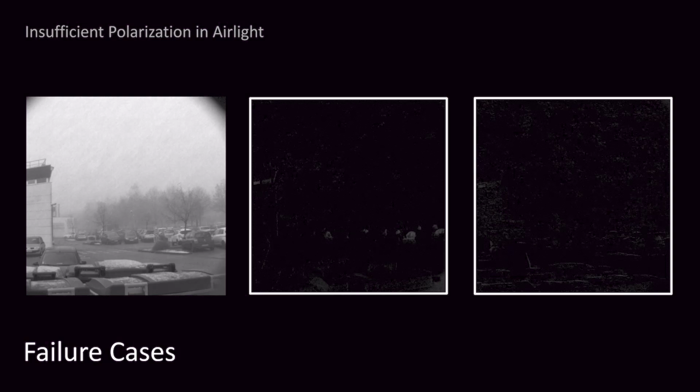However, there are also a few failure cases where the algorithm could not successfully dehaze the image. The first cause of failure is insufficient polarization in air light. Recall that one of the critical assumptions we make is that the air light is partially polarized while the scene is not. However, this is clearly not true in this image. On the right, I show the difference map of the three input images at different polarization angles. And you can see that those input images do not differ at all where the sky is, which means the sky is not polarized at all.